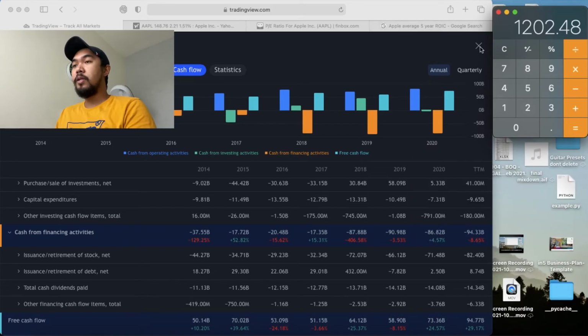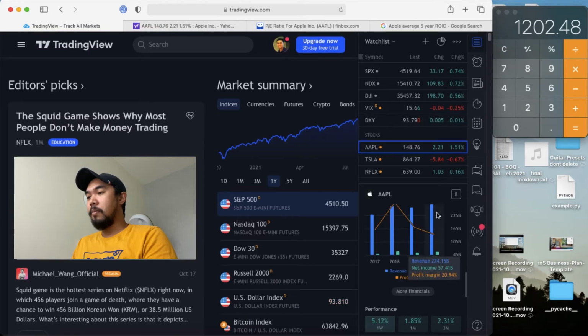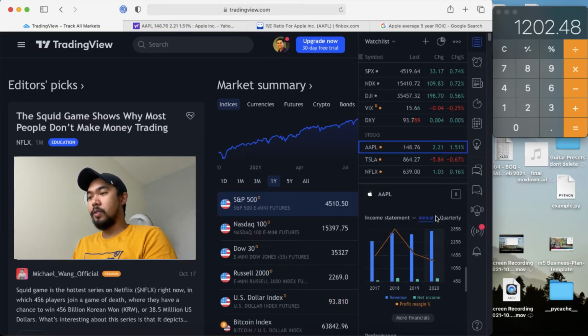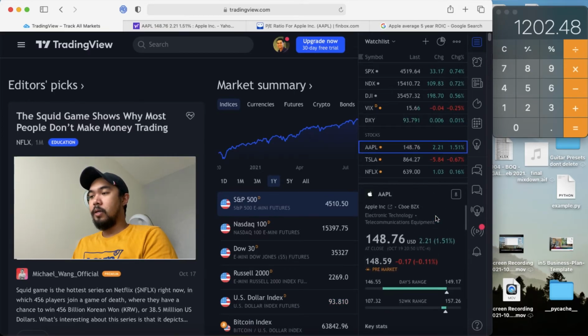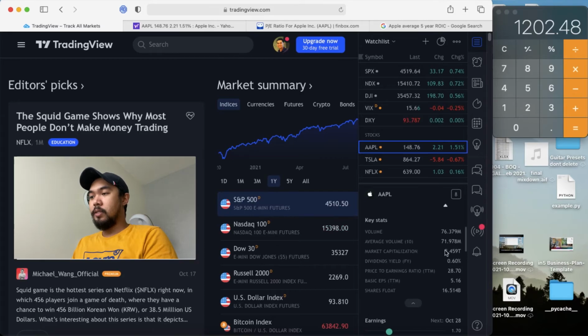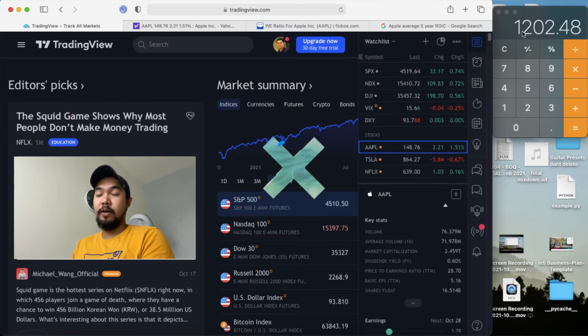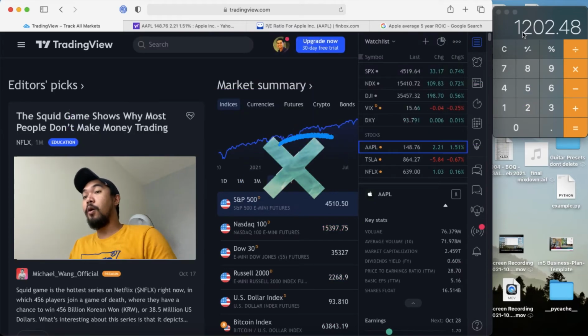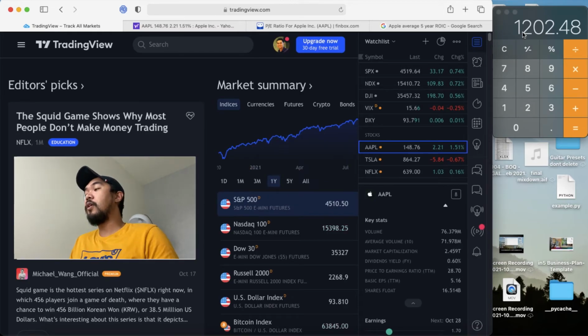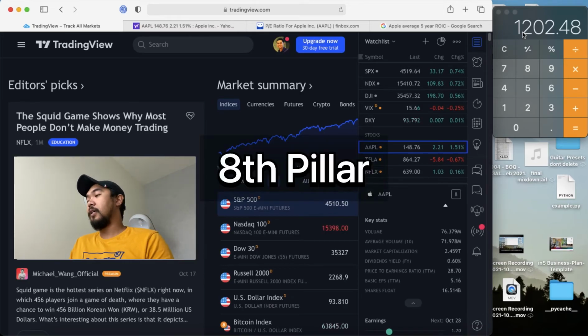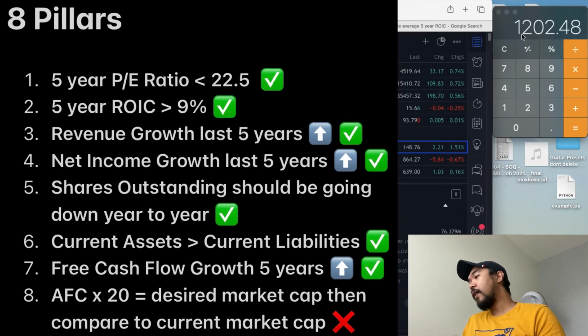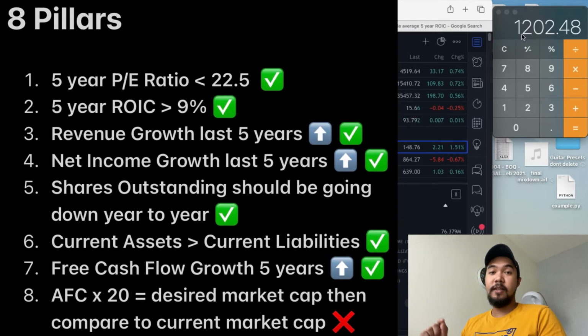So let's compare it to the current market cap of Apple right now. Scroll back here. So it says it's 2.45 trillion. So it's an X mark right there. It's screaming overvalued based on the 8th pillar. So I think we've had the last 7 pillars check mark, and now this one is an X mark.